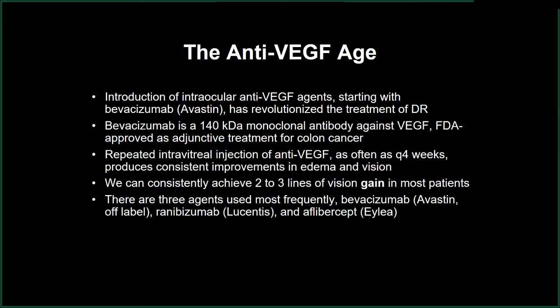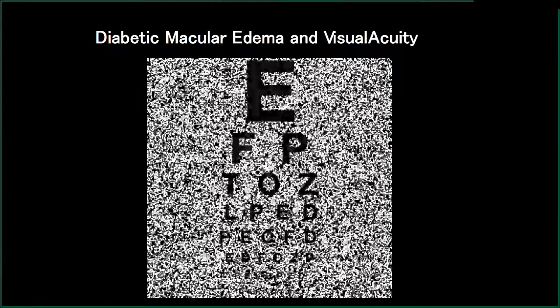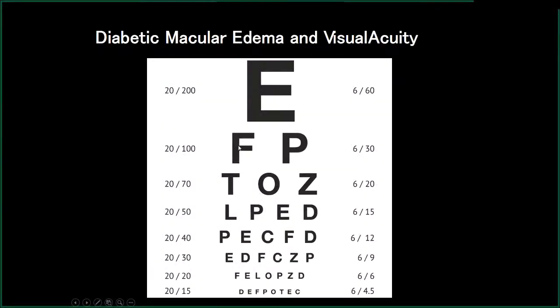Repeated intravitreal injections of anti-VEGF will eventually cause improvements in edema in the vast majority of patients, 75% of patients or so. And we can consistently achieve a sort of 2 to 3 line of vision gain in most patients. And again, let me just go back to that eye chart. So that means we go from, say, someone who's 20/100 to bringing them to 20/50. And that can be a big difference.